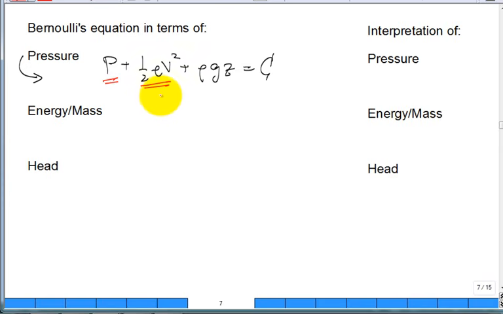1/2 rho v squared. That we said was due to the kinetic energy. Velocity pressure or dynamic pressure is the term often used. 1/2 rho v squared is either the velocity or dynamic pressure. So you can see how you can interpret this kinetic energy in the form of velocity pressure, or dynamic pressure.